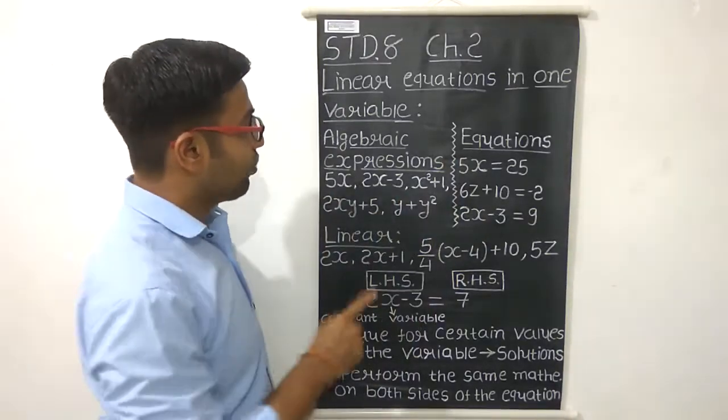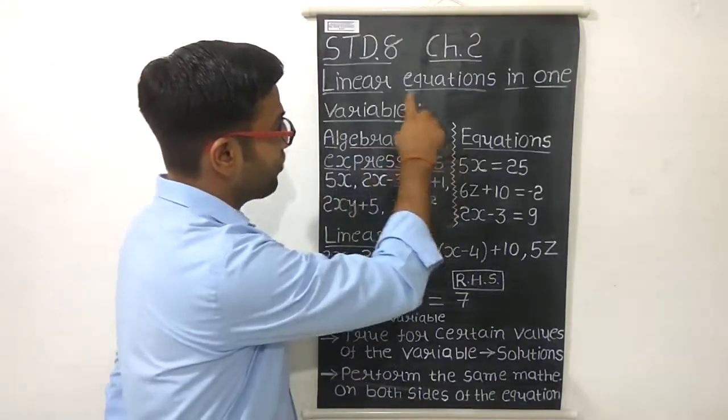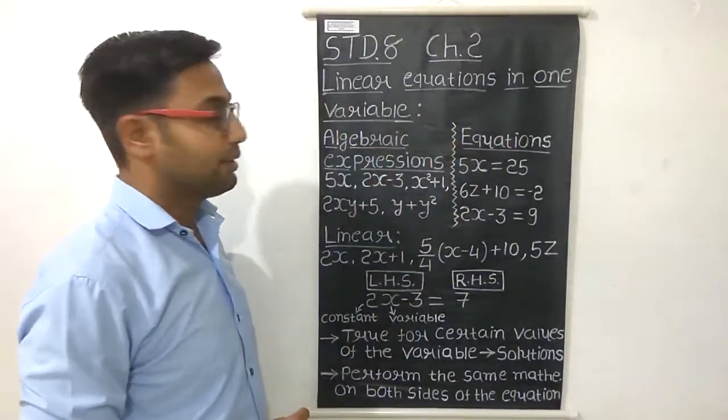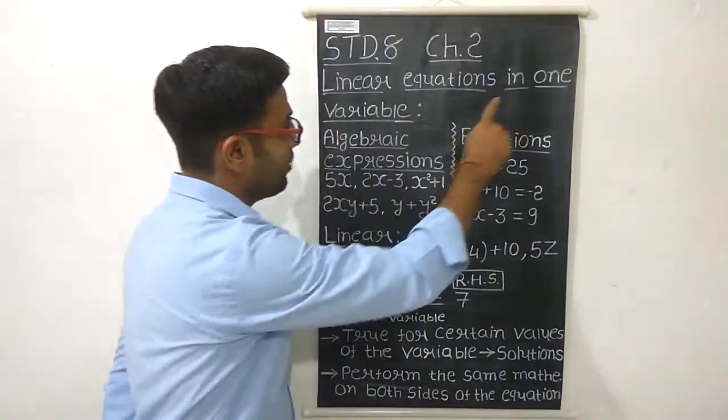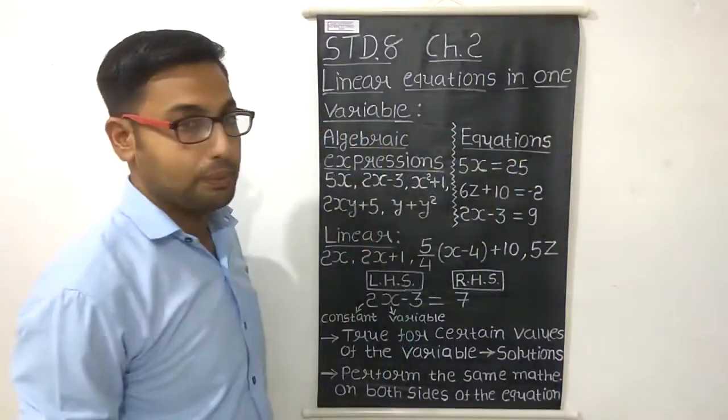Now it is clear what equations are, right? Now we have to understand the meaning of one variable.